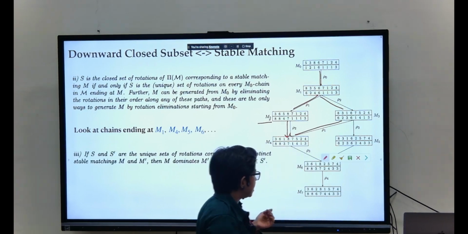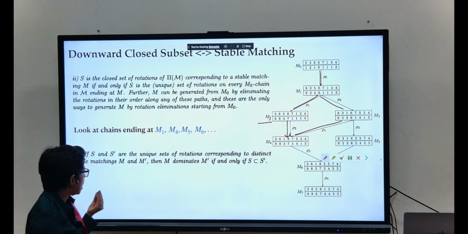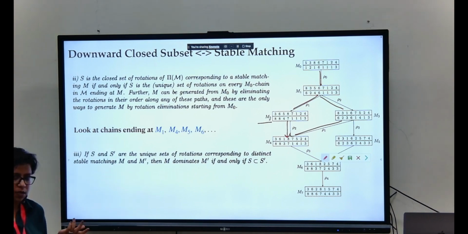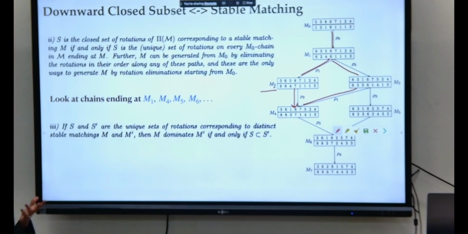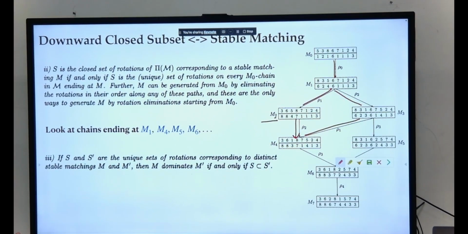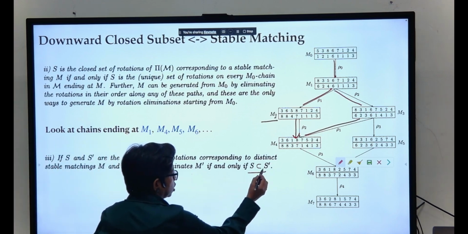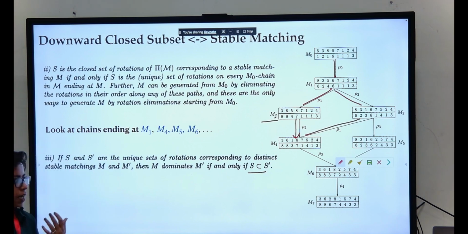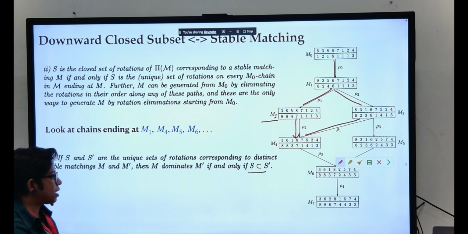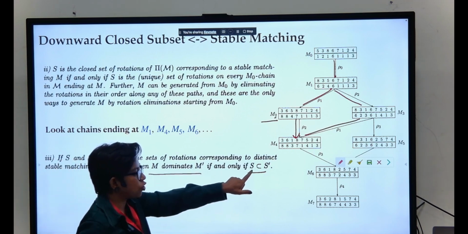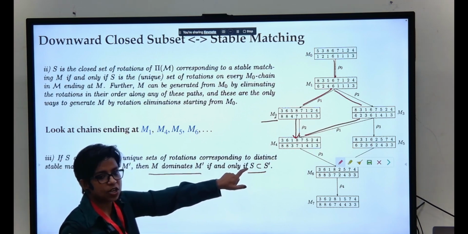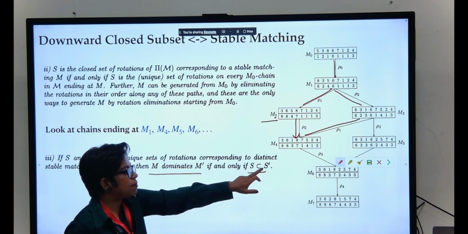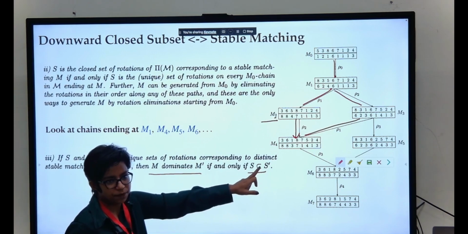And this is the other property. Let S and S prime be 2 closed subsets of rotations that correspond to distinct matchings M and M prime. Just by looking at the inclusion property of S and S prime, if S is a strictly contained subset of S prime, then we know that the matching corresponding to S is strictly better for the men than the matching corresponding to S prime.